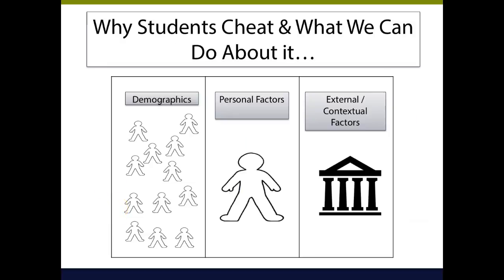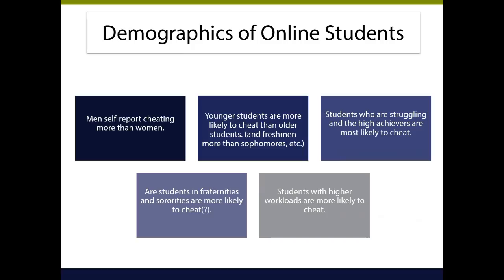So we're going to look at three things. We can look at demographics. What does it tell us about the types of students who are more or less likely to cheat? We can look at personal factors. What personality traits or individual traits among individual students lead them to be more or less likely to cheat? And then what are these external or contextual factors that might be related to whether students cheat or not and the extent to which they will cheat?